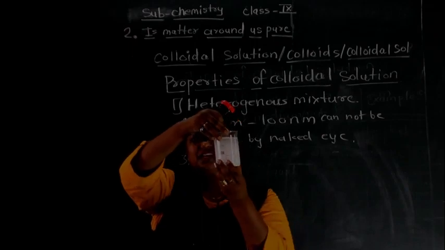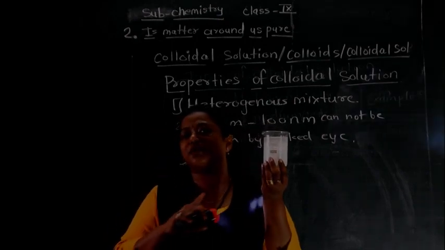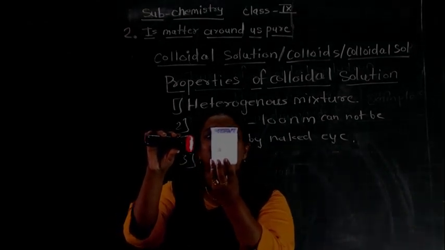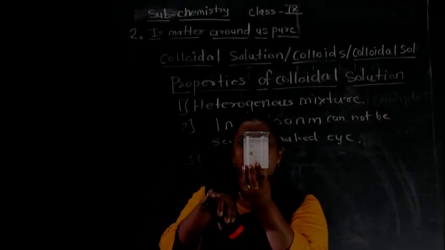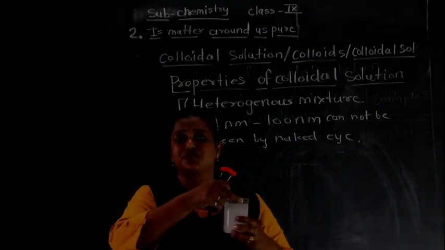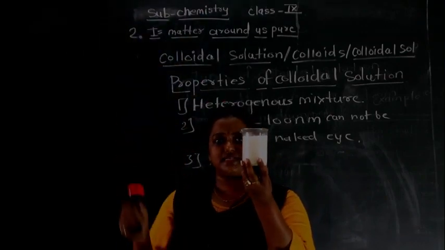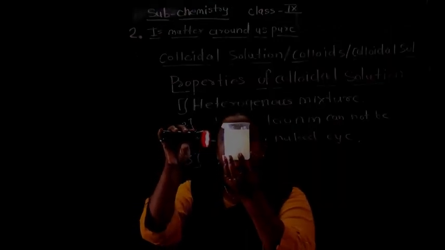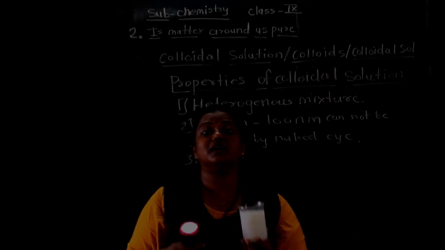Now this is a starch solution. If left undisturbed for some time, it will not settle down because it is a type of colloidal solution. If I pass the light, you can see the path is visible here, students. Why is the path seen? Because of the size of the particles. Starch solution is also an example of a colloidal solution. Now I will go for the milk. You can clearly see the path is visible, because the particles scatter a beam of light.